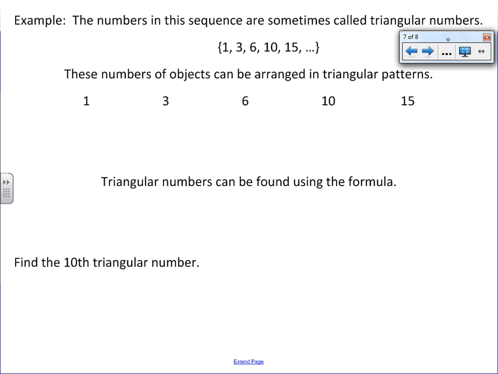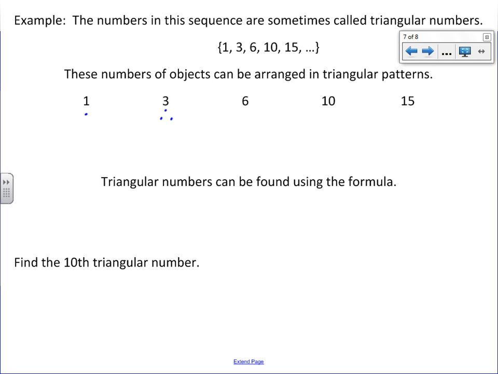Last example that we have here is the numbers in this sequence are sometimes called triangular numbers. Those numbers are 1, 3, 6, 10, and 15. These numbers of objects can be arranged in triangular patterns. So we're going to do it with dots. So 1 dot is just 1 dot. And then with 3 dots, we have the 1 dot, and we complete it with 3. That's a triangle.